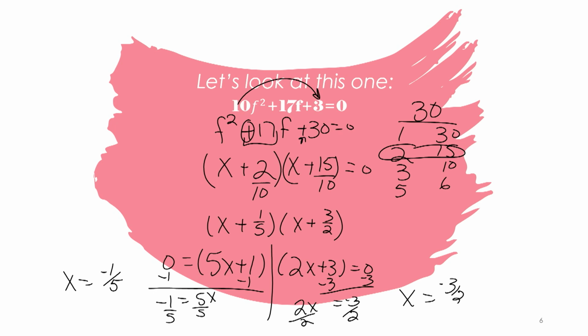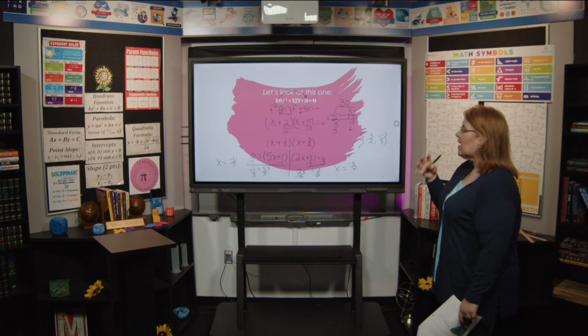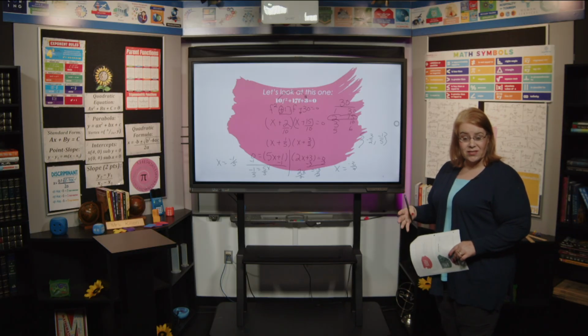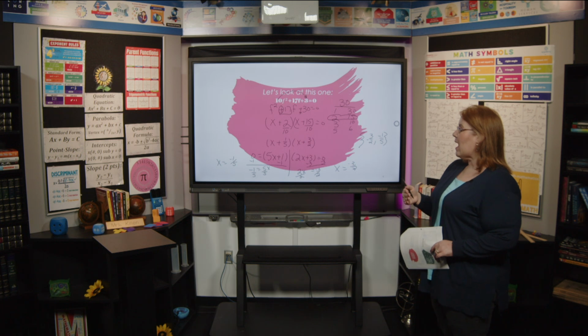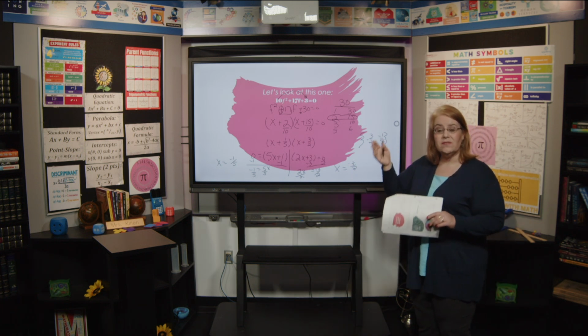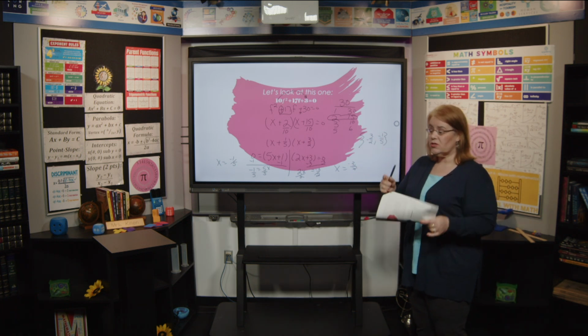When I write these in numerical order, I would put -3 over 2, comma, -1/5. Check your work. Make sure you're using those opposite operations to isolate those variables, making sure that when you get that fraction, you've divided on both sides. So make sure you do that.